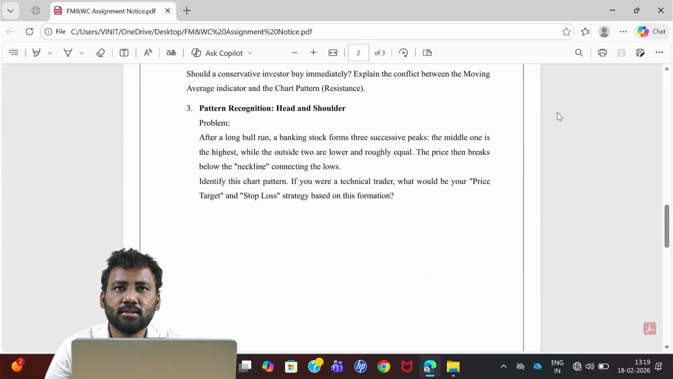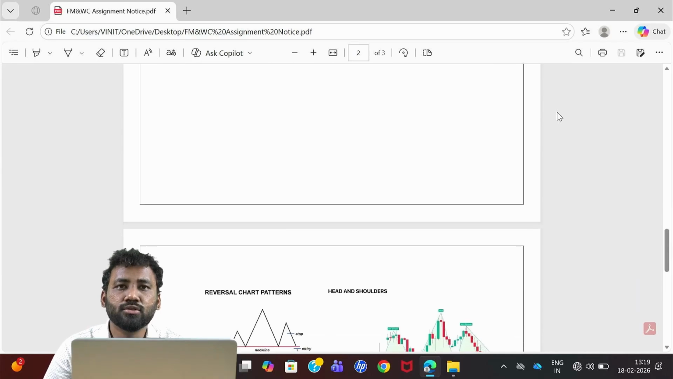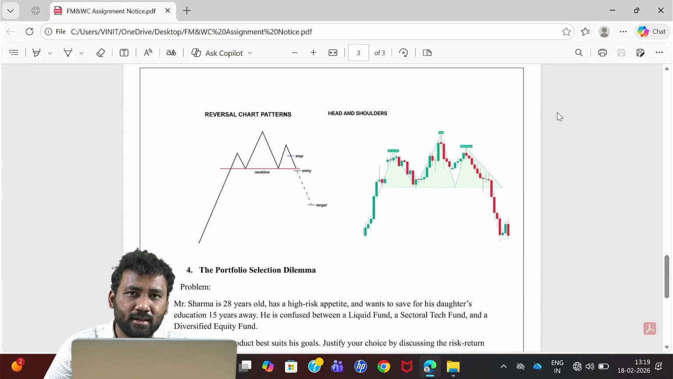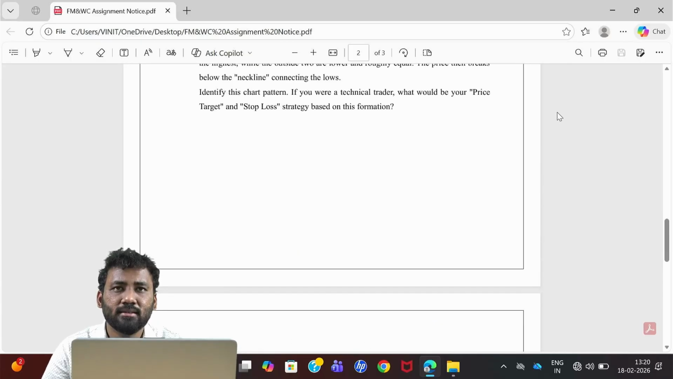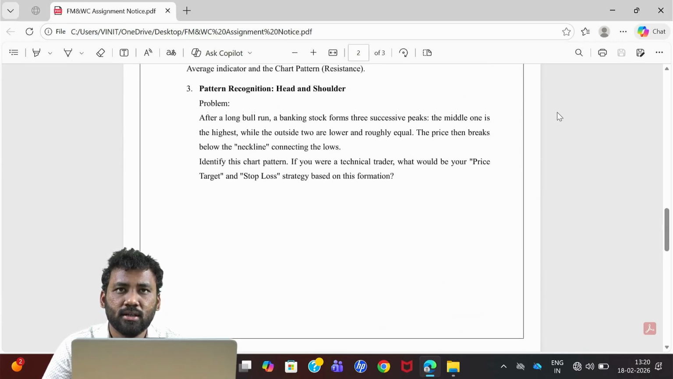Specifically, if you talk about the third problem, the case study on pattern recognition of head and shoulders, I have also given the chart pattern and diagram for better understanding of all the students. Once you go through the problem and read the chart patterns and the diagram for the whole head and shoulders, you will understand exactly what the problem is all about, what you are supposed to write, and how you will attempt it. These charts and diagrams will make it a lot easier for you to attempt this third question on pattern recognition.